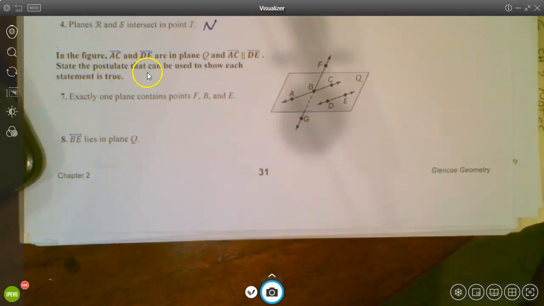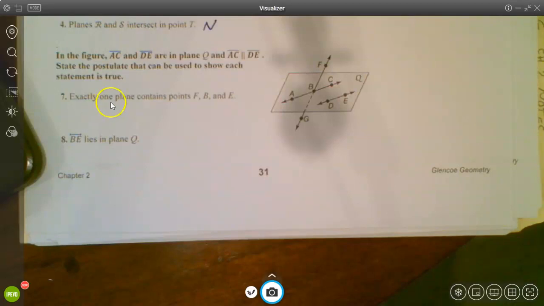So here's the description that we have going on. We have a couple of segments going on, AC and DE. They're both in plane Q. And we talked about these in the last problem up here. We know that those two line segments are parallel to each other. That's what the little symbol right here means. It means that the two lines are parallel. So state the postulate that can be used to show the statement is true. This is where it's going to help you to go back to the list of the 7 postulates that we've identified already.